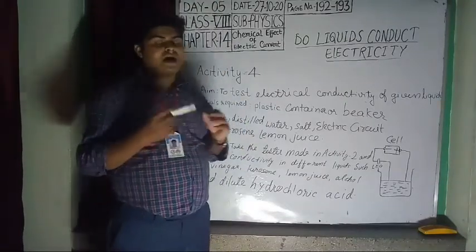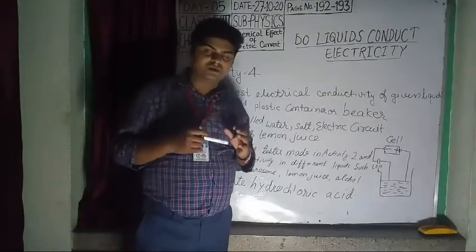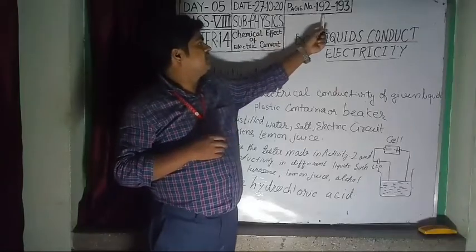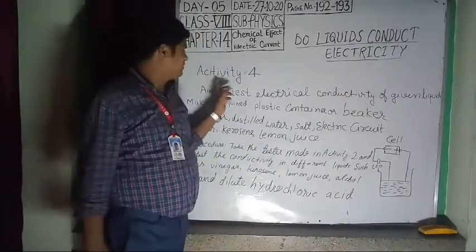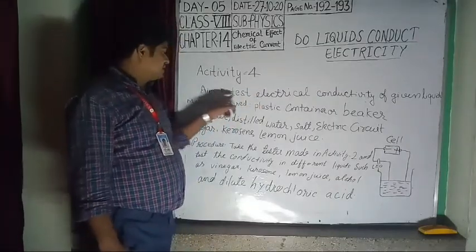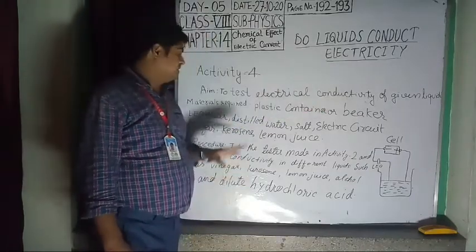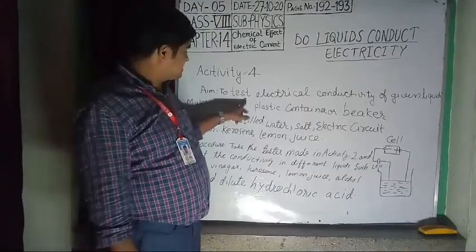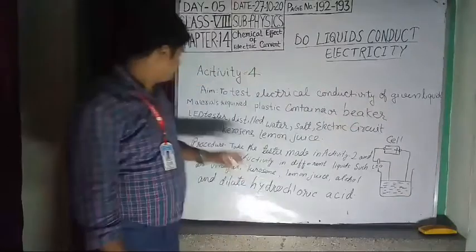Kindly sit with a pen, notebook and your science book, and turn to page number 192, 193. See activity 4. The aim of this activity is to test the electrical conductivity of given liquids.